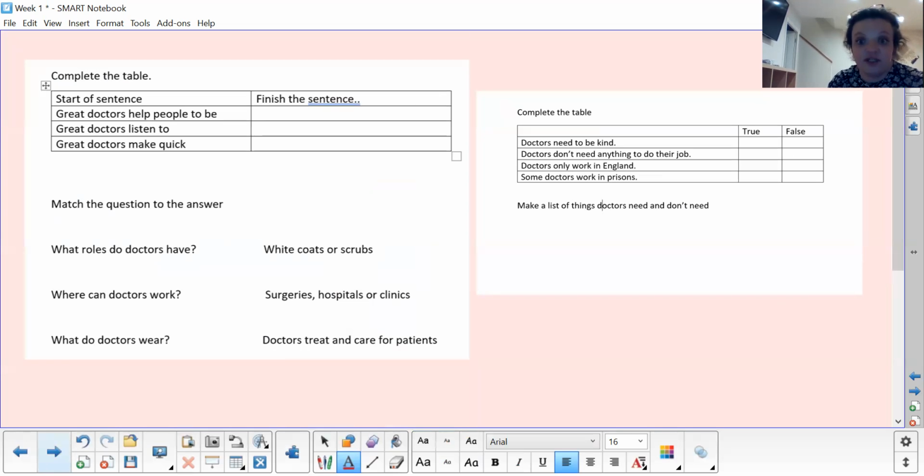So again, you're going to have to use the screen on the previous screen as well to help you with these ones. So with the first one we've done together already, can you match the questions to the answers? So what roles do doctors have? Where can doctors work? What do doctors wear? And can you see if you can match them to the answers? And then the next that you've got to complete the table, is it true or false? So doctors need to be kind. Tick whether you think it's true or false. Doctors don't need anything to do their job. Doctors only work in England. Some doctors work in prison. And you can rewind when it was on the screen or when I was reading it to help you. And the last thing you can do is make a list of things doctors need and things the doctors don't need. And send all of your answers to year2@thepalmeracademy.com. Pause now and have a go.